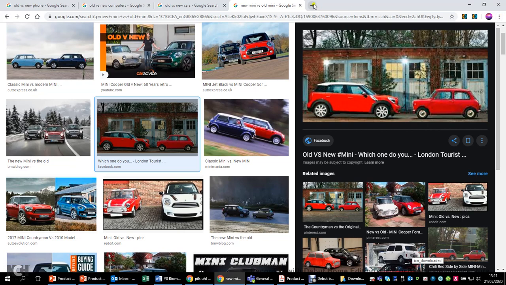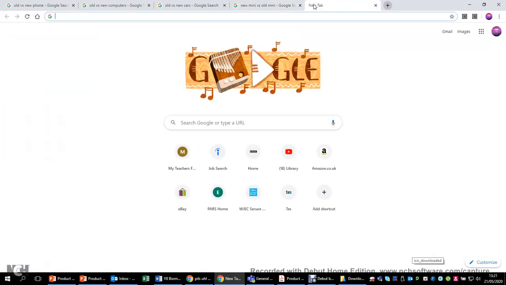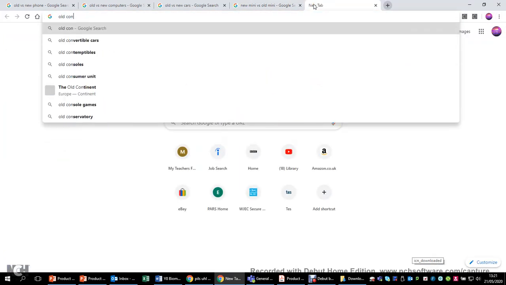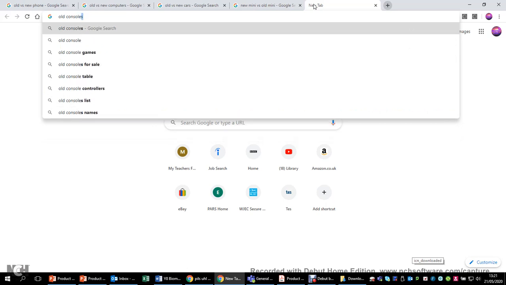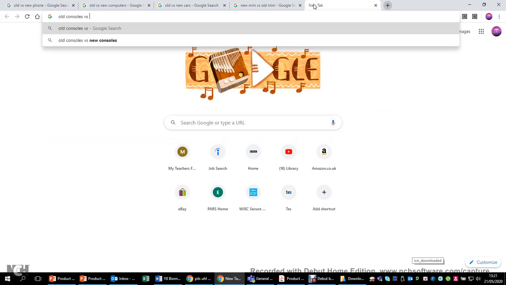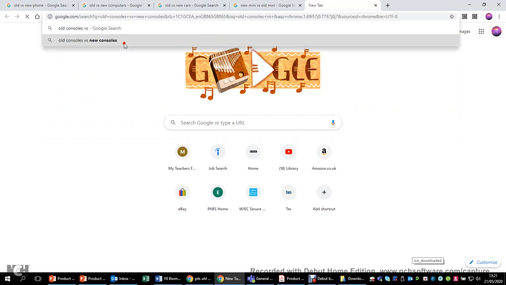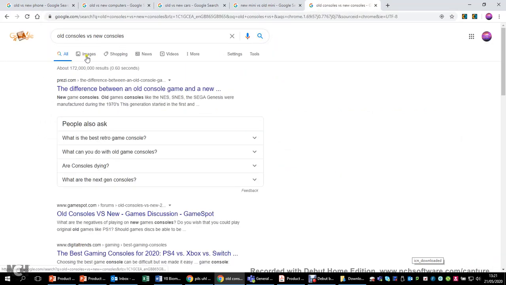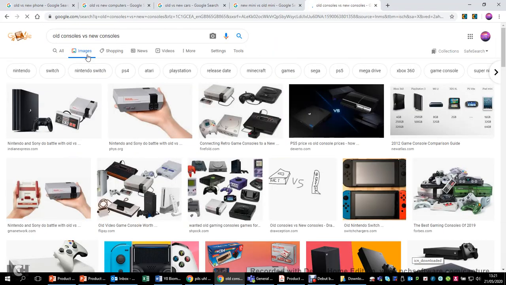Another good one would be consoles, old consoles versus new consoles. You get the idea. There's some nice, fun bits and pieces, so you can just try to think about the evolution of products, because that's really the key thing. I want you to pick out a product and think about how it's made and how it has been developed.